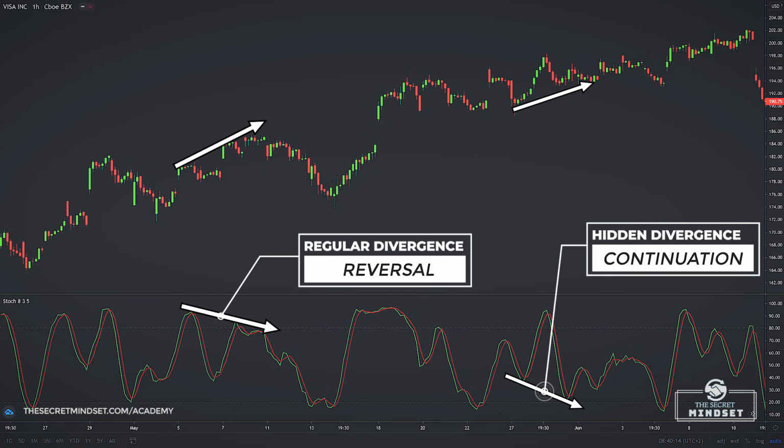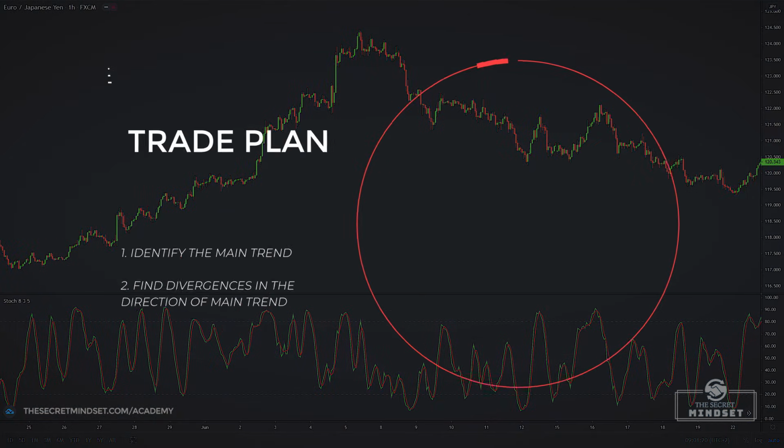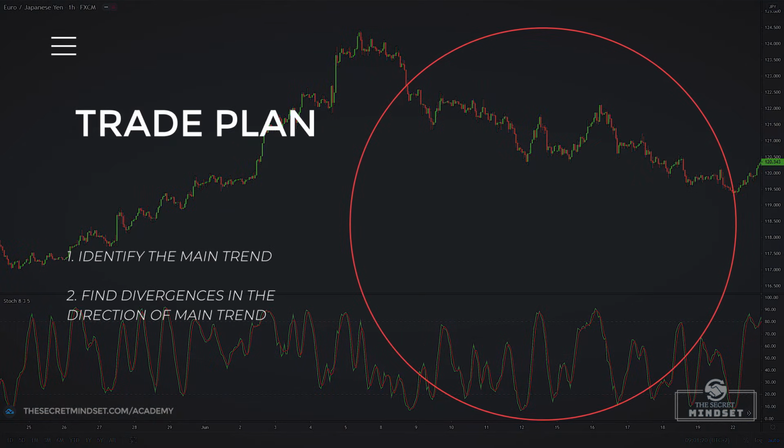Now, the reason why so many traders fail when taking divergence signals is because they take counter-trend signals. They spot a regular divergence and immediately think the market will reverse. A smarter way to trade divergences is to identify the main trend and find divergences that go along with the trend.